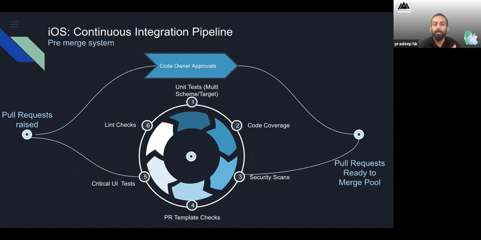Minimum 1 code owner or 2 code owners are required, from the Git code owner configuration, based on the file which was changed.